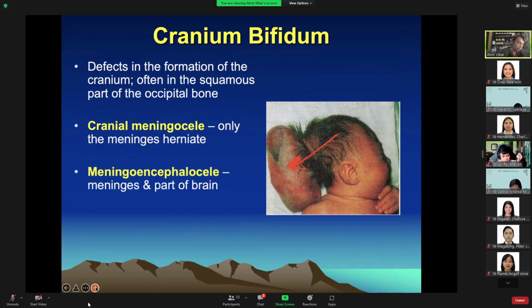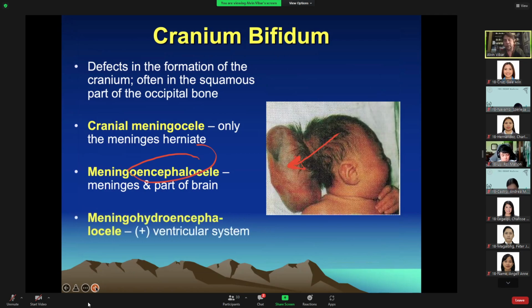Meningoencephalocele: encephalo means part of the brain, and the most common part of the brain to herniate first is the cerebellum because of its position. The cerebellum is the most posterior, right? And when you say meningohydroencephalocele, you have involvement of the ventricular system: lateral ventricle, third ventricle, fourth ventricle. And if you have involvement of the ventricular system, you have CSF.